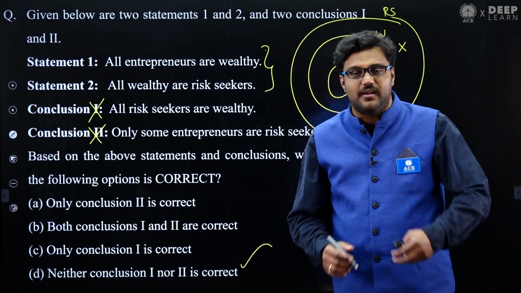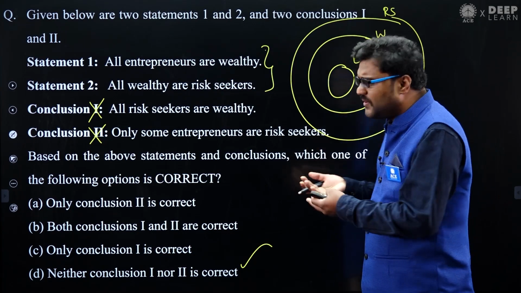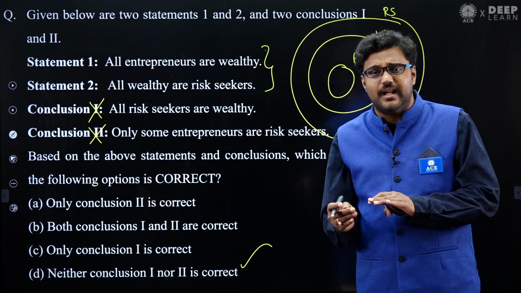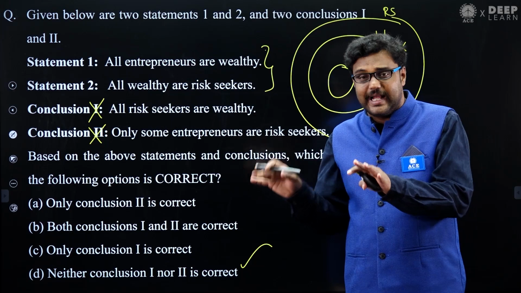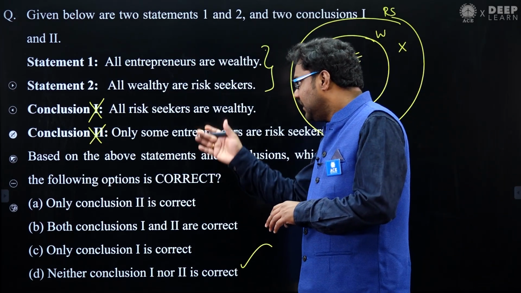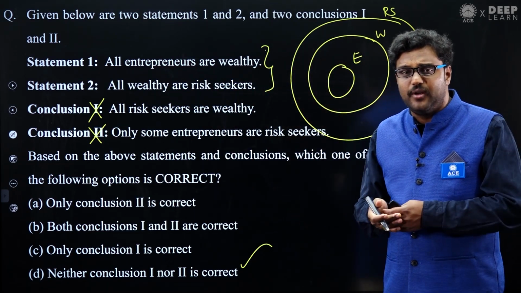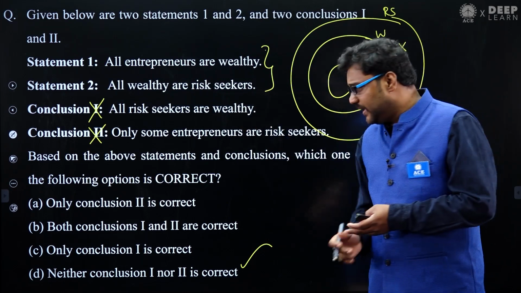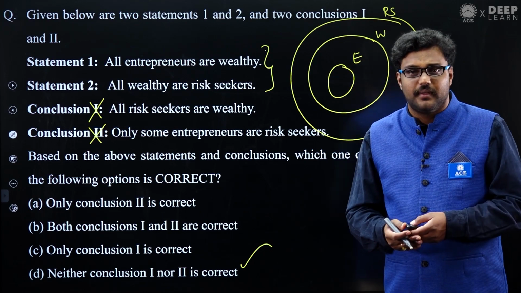We have to just draw the diagram with respect to the given statements. If plenty of diagrams are possible, you can draw all possible diagrams. Which conclusion satisfies the given diagrams? Here, this one is not satisfying, this one is not satisfying this diagram. We need not go for other diagrams because both failed here. So we can say neither conclusion 1 nor conclusion 2 is correct. Got it?